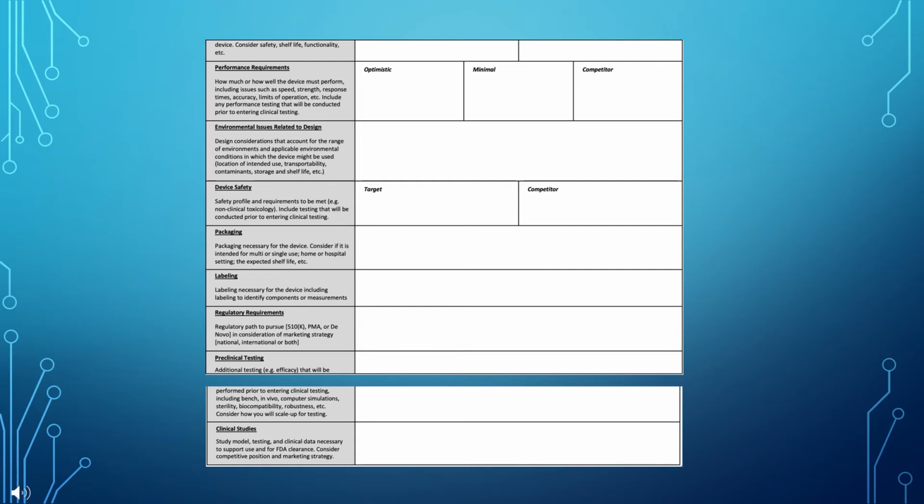Regulatory requirements. The anticipated pathway for clearance or approval by the FDA. You can talk about that here, and some basic understanding is going to be required. Preclinical testing. Things that you may need to do to determine the safety of your device or the efficacy of your device in a preclinical model, and some mention of what exactly that model might be would be extremely helpful.